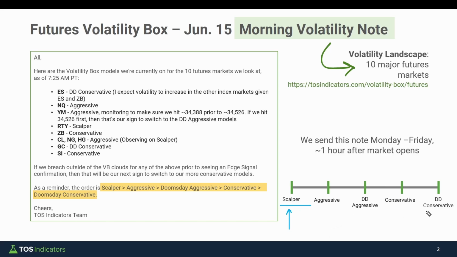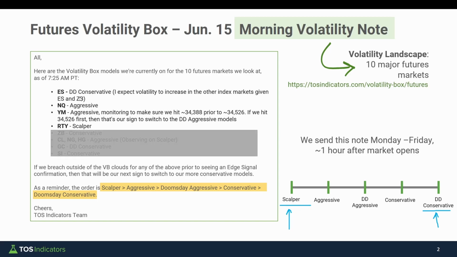On the other hand, if we're on the doomsday conservative models, that's your clear sign that, hey, there's a lot of volatility inside of this market. We need to be a little bit more cautious when we go to trade it. Now, if we zoom into our index markets today, so that's these 4 markets here, let's place each of these 4 markets on our line graph.